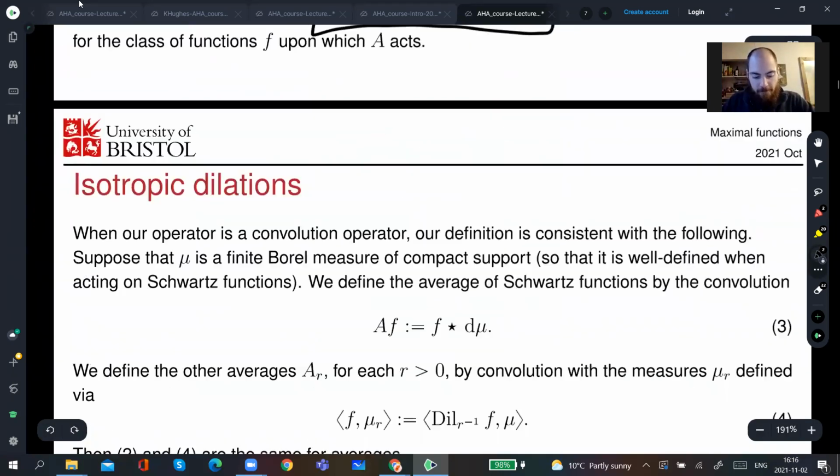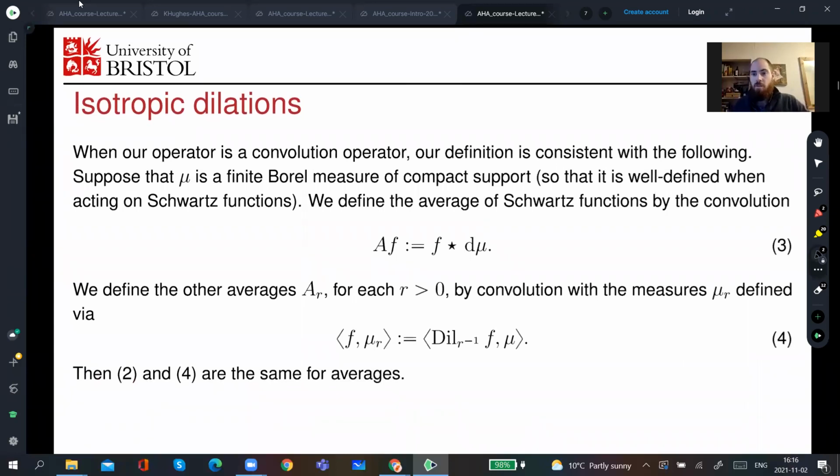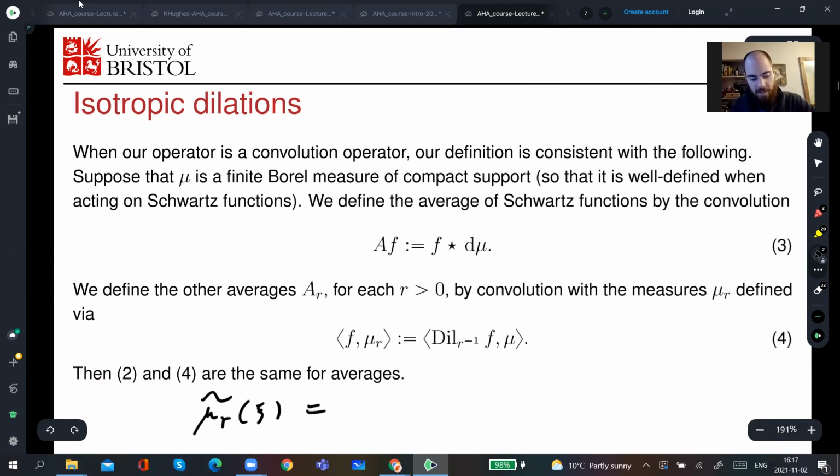Okay. And this works well with measures. In particular, if d mu of r is the measure corresponding to A of r, then we know that the Fourier transform of mu r at a point xi is the Fourier transform of mu, or mu 1 if you prefer, at r times xi.